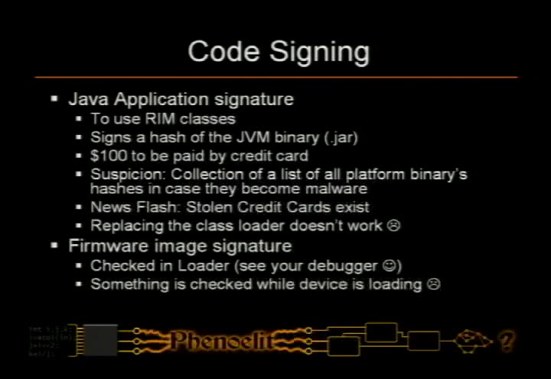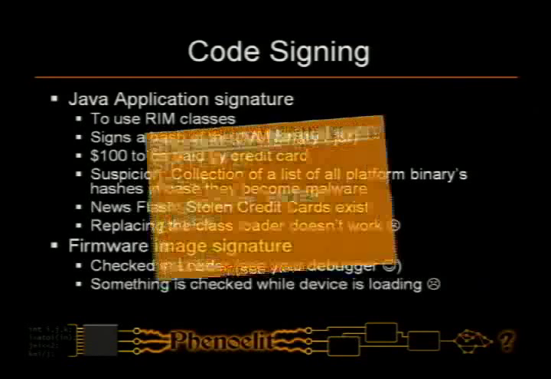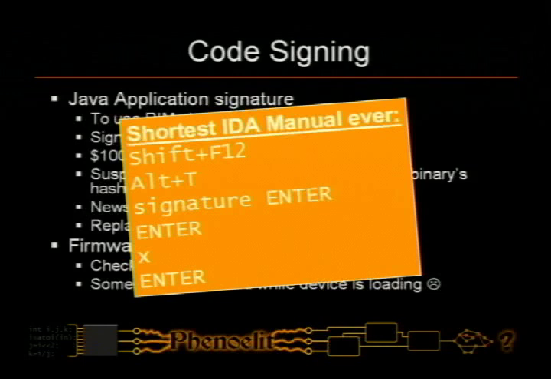We didn't find a way to get around the signature checking of the binaries. Also, the firmware is signature checked. When you load the firmware, the loader software on the PC side will verify the signature, and I'm like, OK, this is easy. So here is the shortest IDA manual ever. If you want to crack this side of the authentication, you search for the string signature, cross-reference it once, and you find the code situation. And then this is the jump that you need to not take.